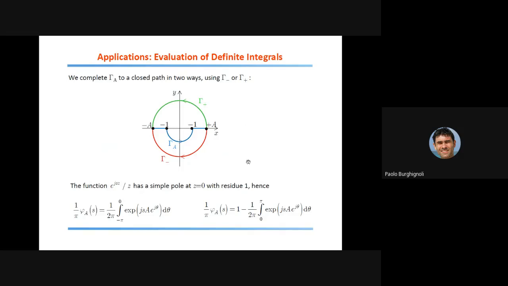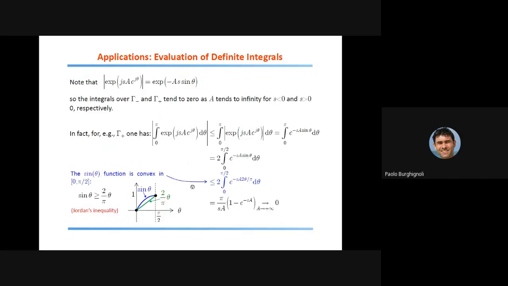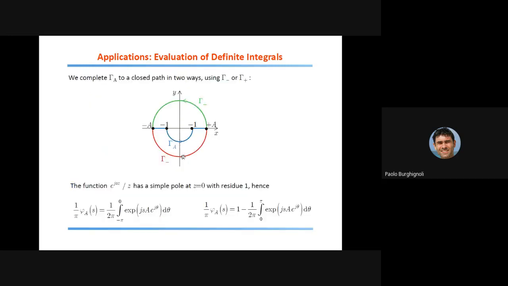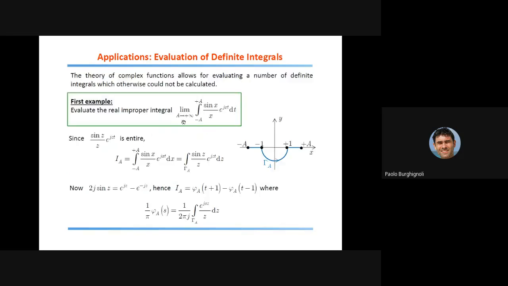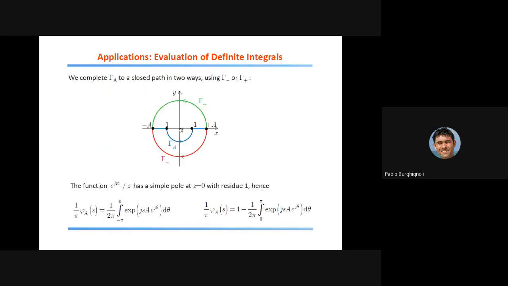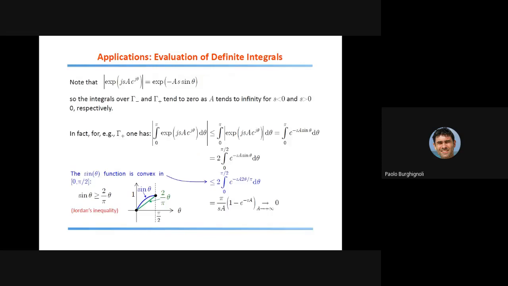Okay, having seen this, we are now in a position to let the radius of those red and green circles go to infinity, which is what happens when you let the number a go to infinity, which is what we are interested in, because we wish to calculate the limit when a goes to infinity of this integral. So the radii of those circles, the red one and the green one, will go to infinity. What happens to the value of the integrals made around those half circles? Well, it turns out that this value may go to 0, provided s has the right sign.